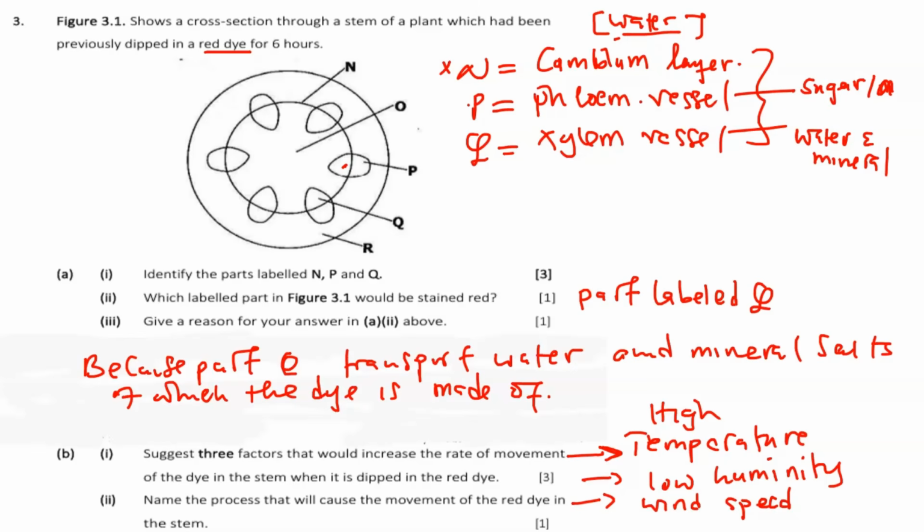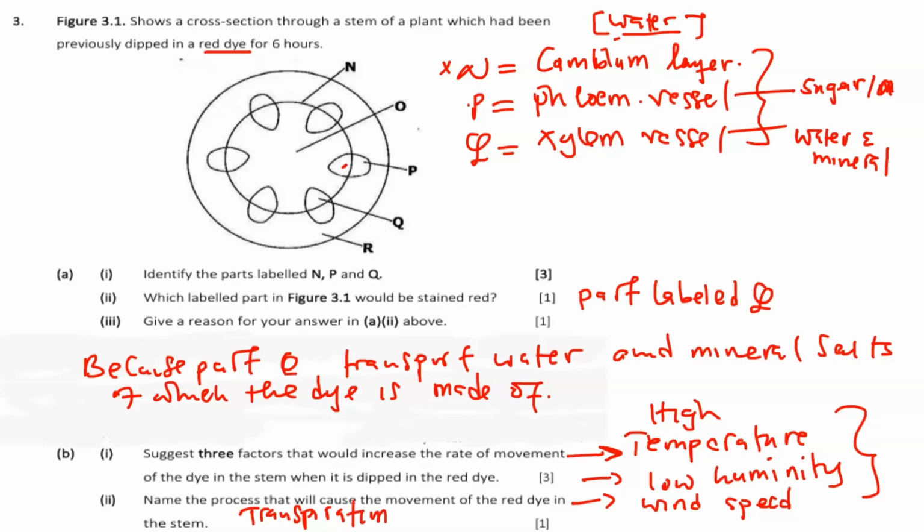Name the process that would cause the movement of the red dye in the stem. So like I said already, these are the factors that also affect transpiration. So get to look at that part also. That is another part that you need to consider looking at as you study this topic. That is transpiration. What are the forces that move the water along the xylem? Okay. Then now, here the answer is transpiration.